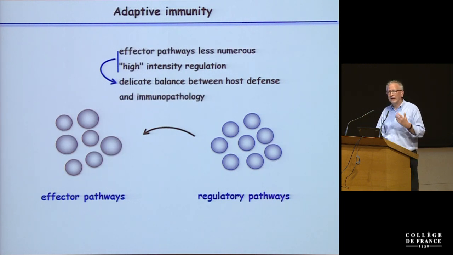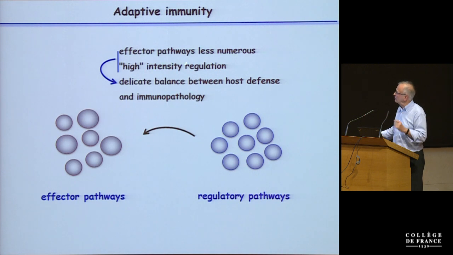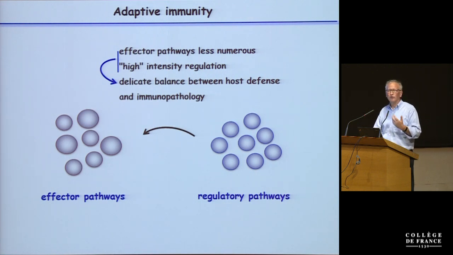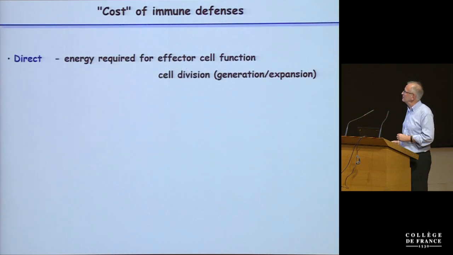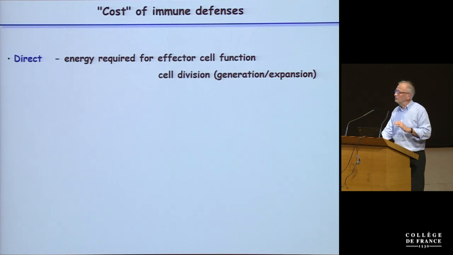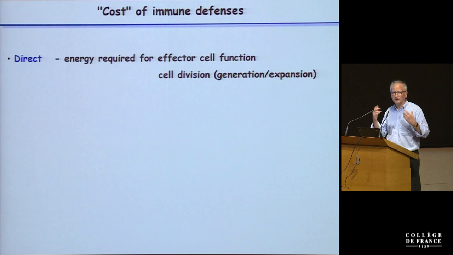For adaptive immunity, the balance may be different. This is clear. The effector pathways are less numerous compared to innate immunity, but in proportion, regulatory pathways look to be more important, maybe more numerous, at least more critical, since every single mutation of the molecules involved has been found to cause diseases, autoimmune or inflammatory diseases in humans. So suggesting that these pathways are much more intensively regulated, and the balance here is much more equilibrated, if I may say so. To finish with, I'd like to discuss these findings in the context of cost of immune defenses.